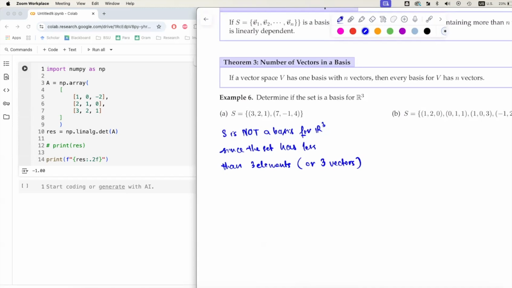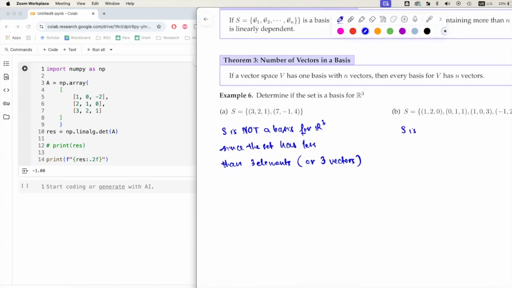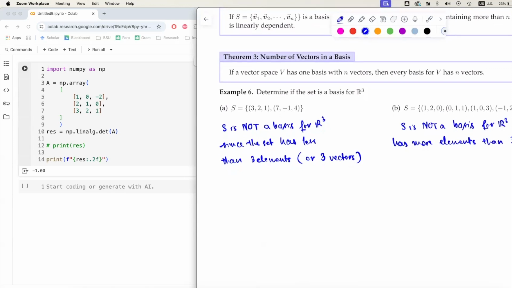Now problem B, you have 4 vectors, so this set is also not a basis of R3. S is not a basis for R3 since the set has more elements than 3, or more than 3 vectors. And if I give you a set of 3 vectors, then it's possible that the set forms a basis for R3. You just need to again follow the procedure to check if the set spans R3 and if the set S is linearly independent or not.